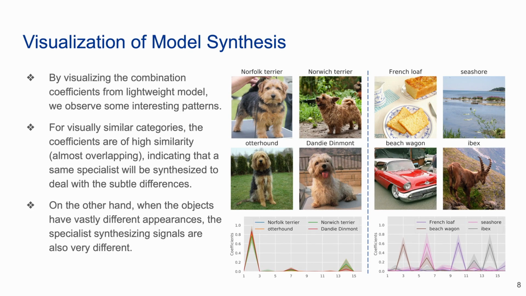We visualize the combination coefficients from the lightweight model and find some interesting patterns. For example, for visually similar categories, the coefficients have high similarity, indicating that the same specialist will be synthesized. On the other hand, when the objects have vastly different appearances, the specialist synthesizing signals are also very different.